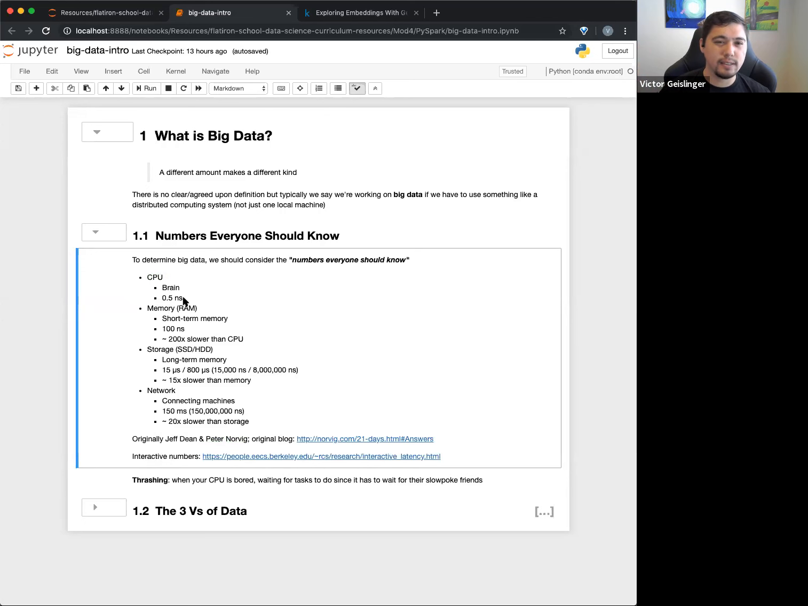And so we could say this is on the scale of about half a nanosecond. I'll keep referring to things in nanoseconds just to give you an idea. Basically, the CPU is really fast. The memory, the RAM, is probably the second fastest. It's kind of like the short-term memory.